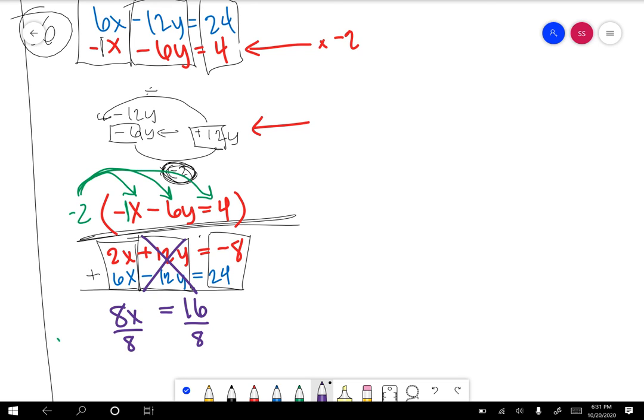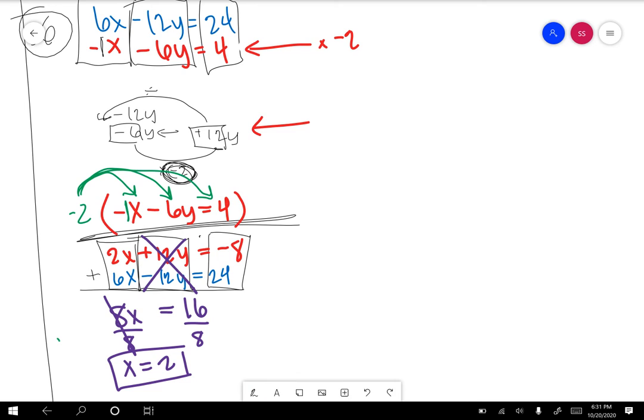Anywho, 8 divided by 8 would give us 1. 1 times x is just x. 16 divided by 8 would give us 2. So we now have our x variable.